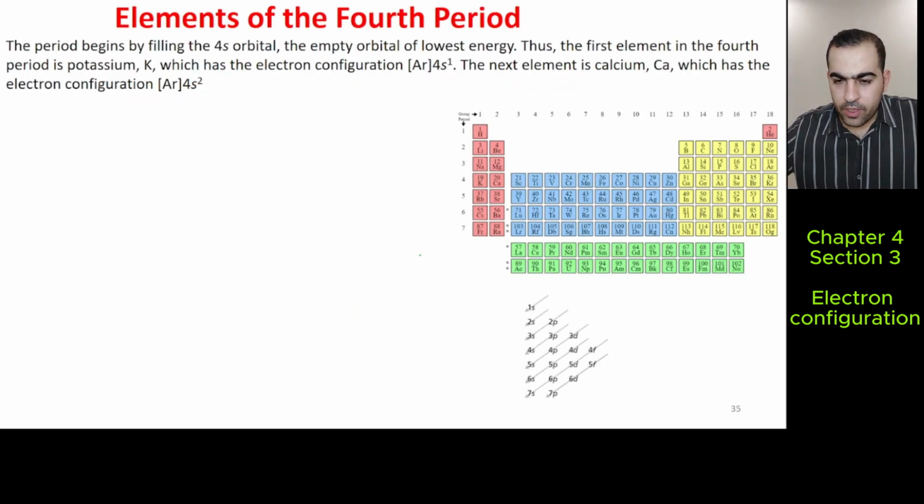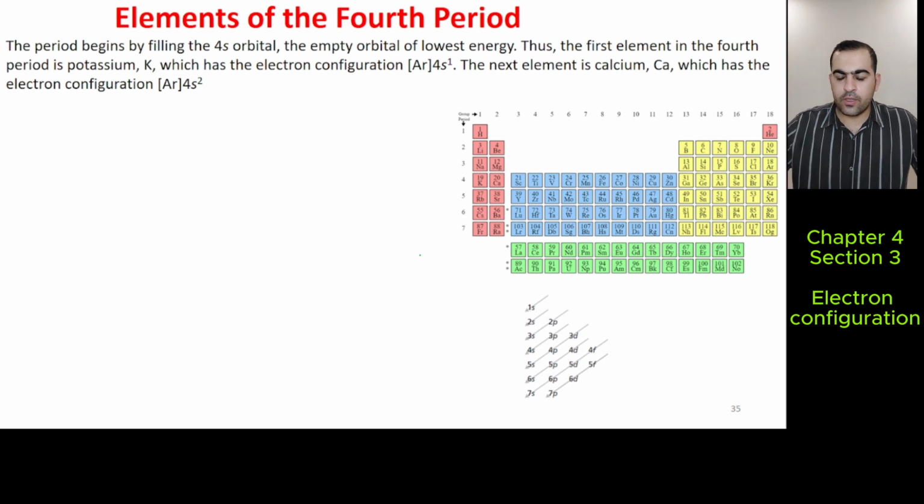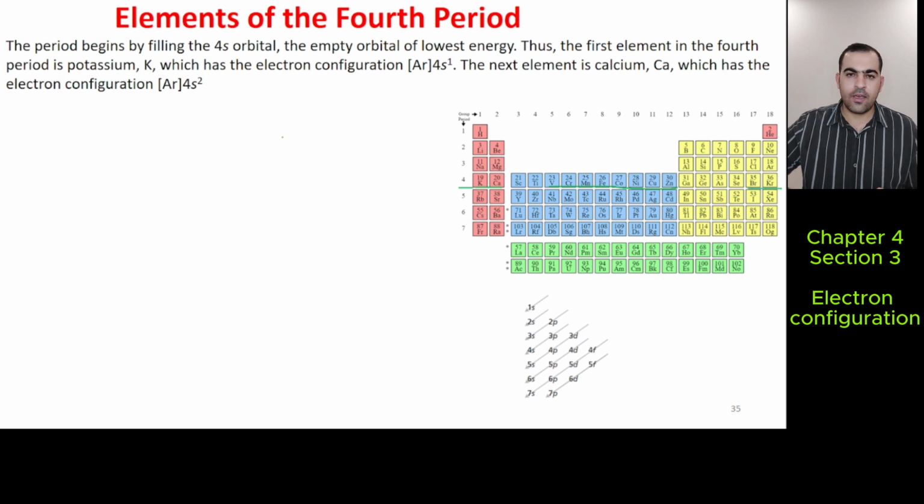Elements of the fourth period. Guys, for the elements of the fourth period, we're going to start using electron configuration in noble gas notation, as in the third period and other periods too. For the fourth period, you don't need to know the electron configuration of all the elements. Some of them are important, and try to know them: potassium, calcium, vanadium, chromium, manganese, iron, cobalt, nickel, copper, zinc, and also bromine and krypton. Okay, try to know them.